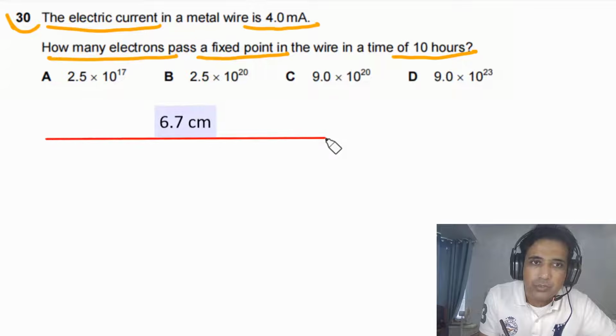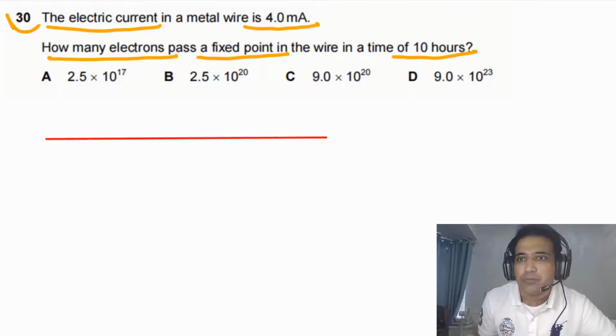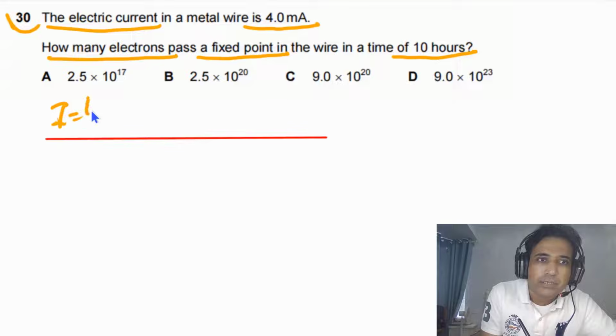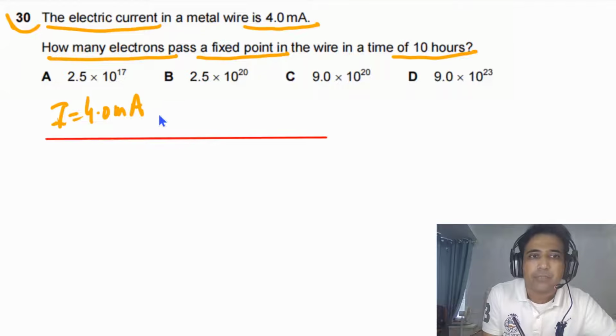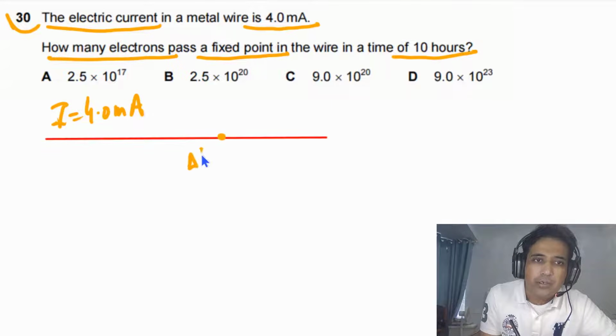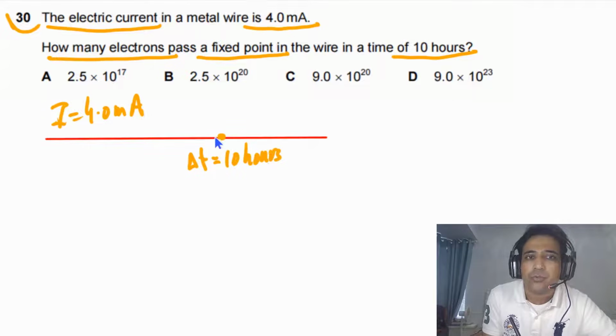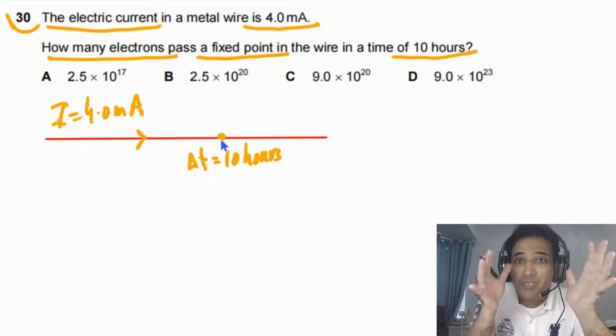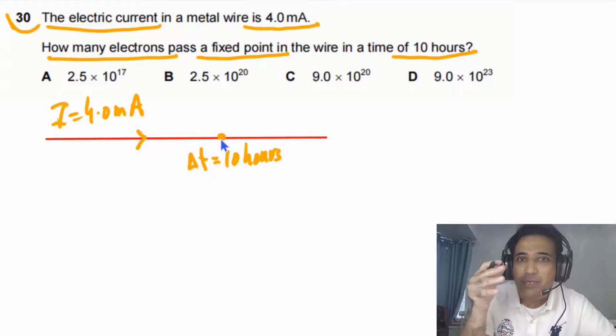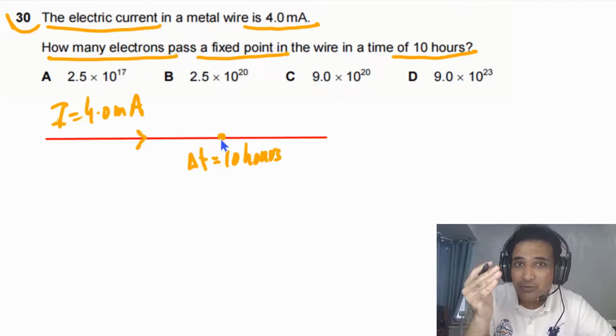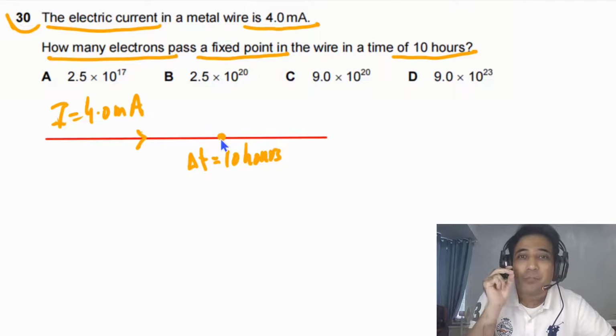So we can draw this wire. You can imagine this is the wire, and the current in this wire is equal to 4.0 milliamps. Now if we look at one single point in this wire, for a time of 10 hours, how many electrons will we see passing through this point, or how many electrons will we count? How can we find the number of electrons we would see passing through this point? So let's try to answer now.